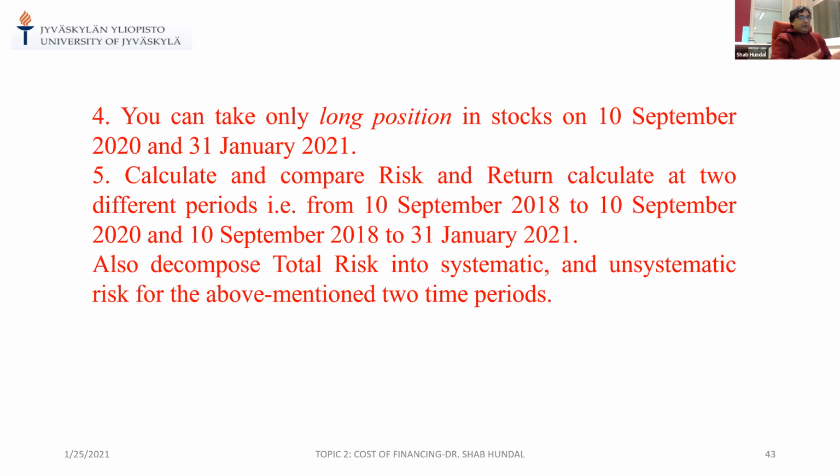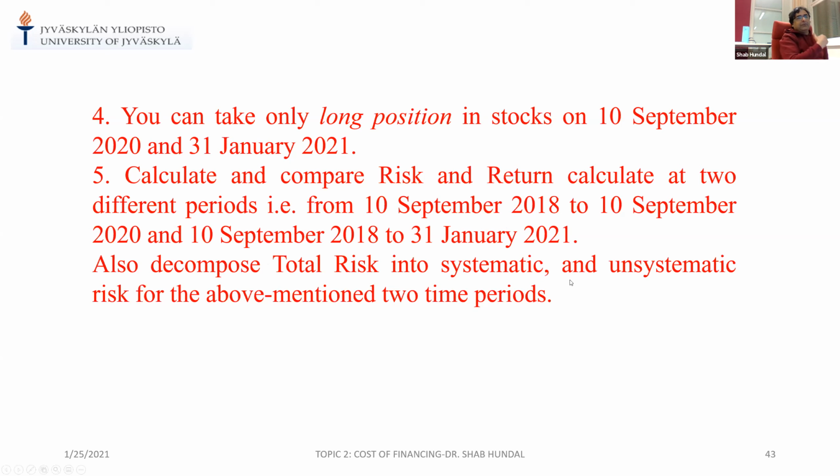So your first column would be return, the second column total risk, the third column systematic risk, and the fourth column unsystematic risk. And then the first row could be the first period, between 10th of September 2018 to 10th of September 2020. And the next row could be the second period, which is 10th of September 2018 to 31st of January 21.